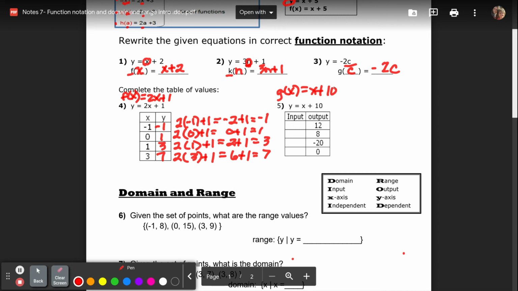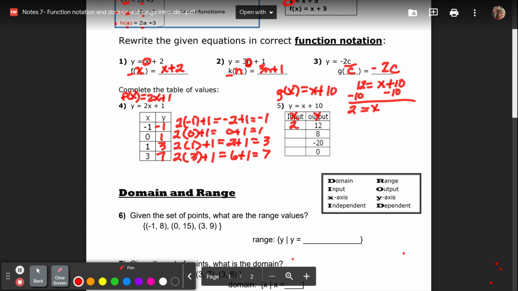If the input is x and the output is y, that means we're going to replace the y with the 12. So it's going to look like this. I'm just going to start it up here. It's going to look like 12 equals x plus 10. Now to solve this one-step equation, wouldn't we subtract 10 from both sides? So you're going to get x equals 12 minus 10, which is 2. So 2 goes there.